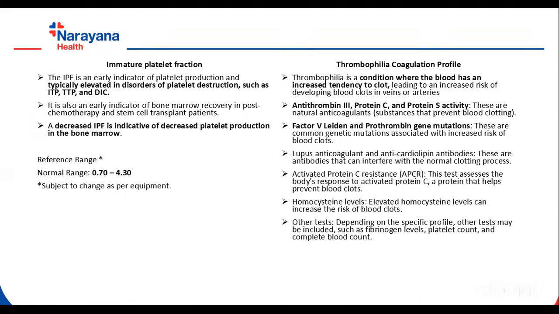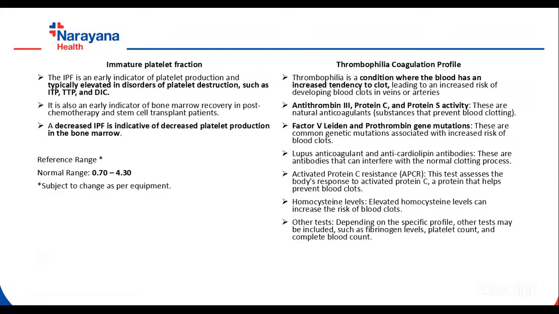Immature platelet fraction is being done more nowadays. It is an indicator of platelet production, and it is typically elevated in disorders of platelet destruction such as ITP, TTP, DIC. It is also an indicator of bone marrow recovery in post-chemotherapy and stem cell patients. A decreased IPF is indicative of decreased platelet production in the bone marrow. The normal range is 0.7 to 4.3. It is subject to change as per the equipment and also as per the lab.